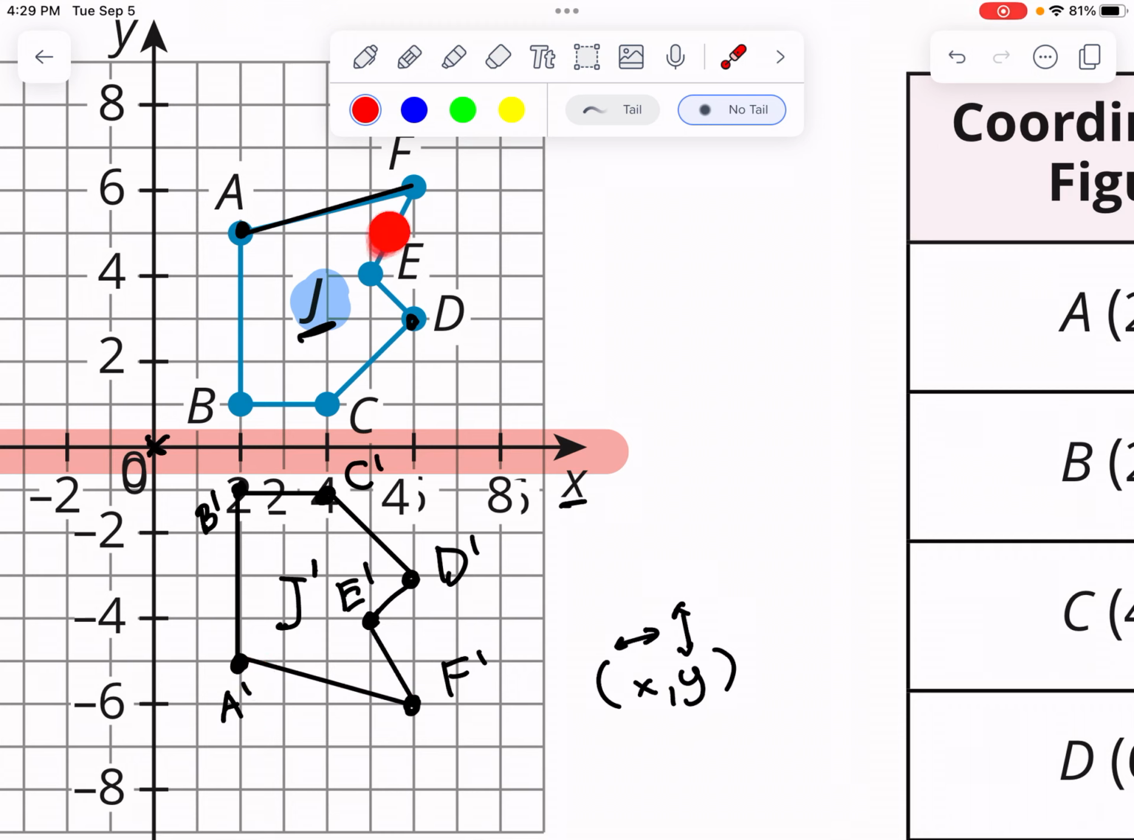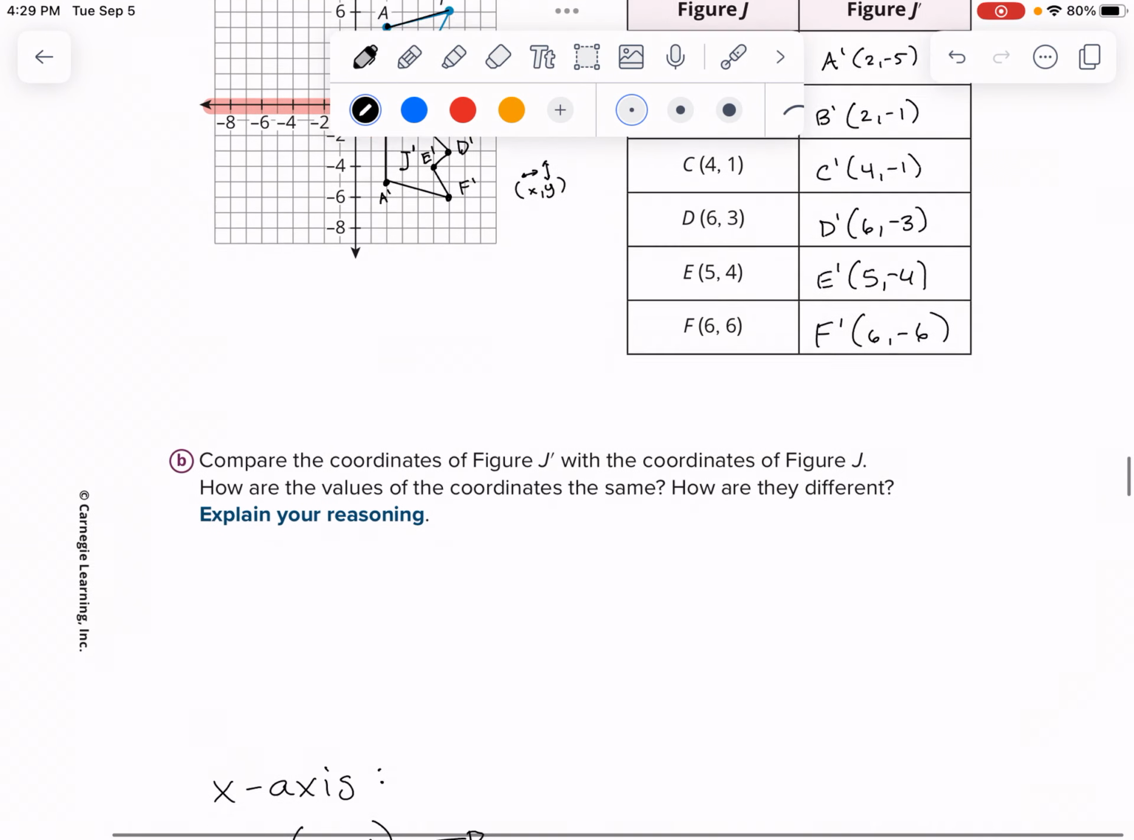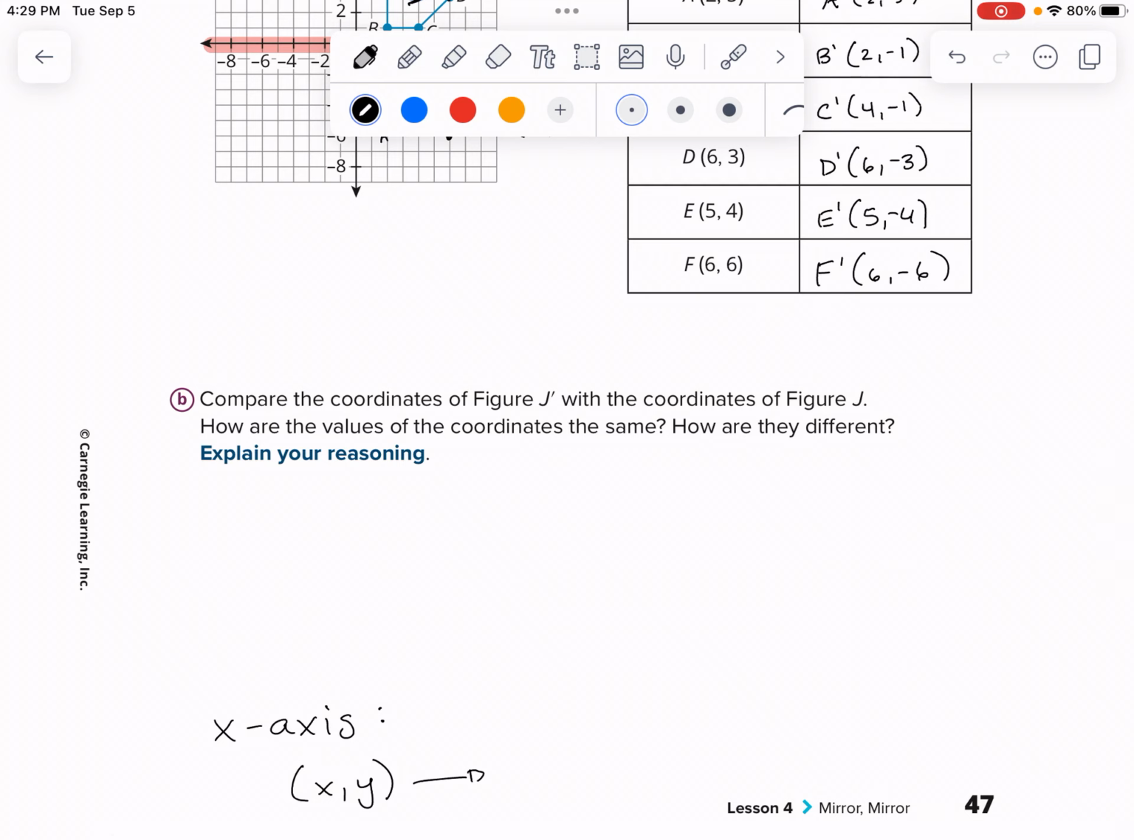From F to E or E to F, that's 1 in one direction and 2 in another. From F prime to E prime, that's 1 in one direction and 2 to the other. I can get to that same path there. So we can tell that this is a congruent object, same shape, same size. But talking about same, we'll get to B.